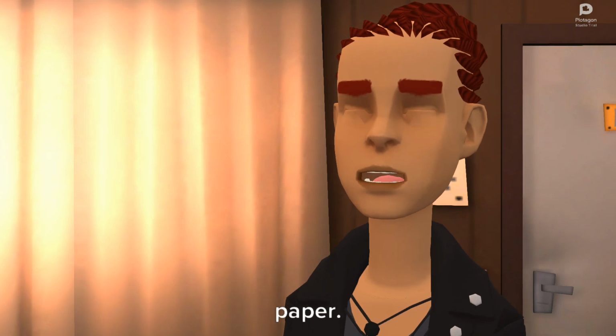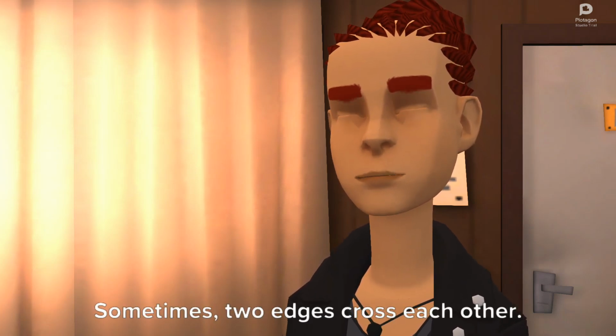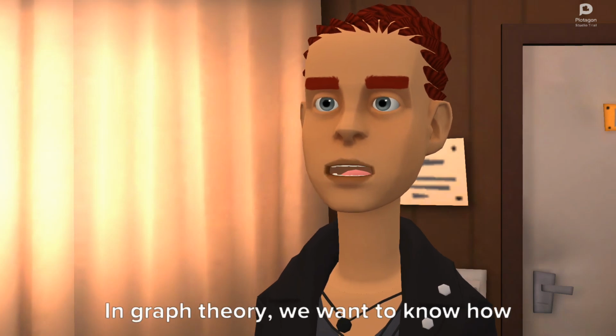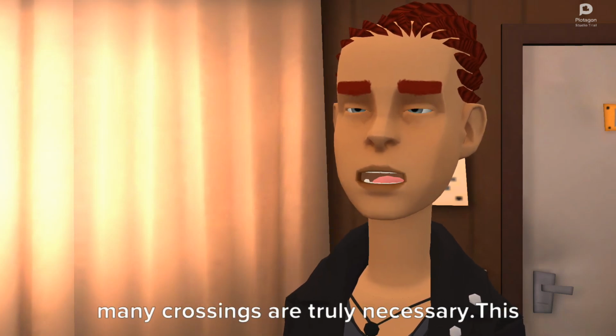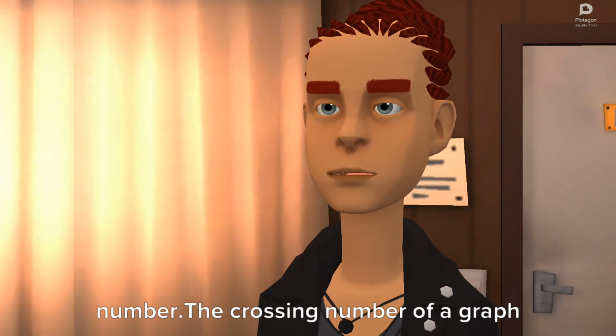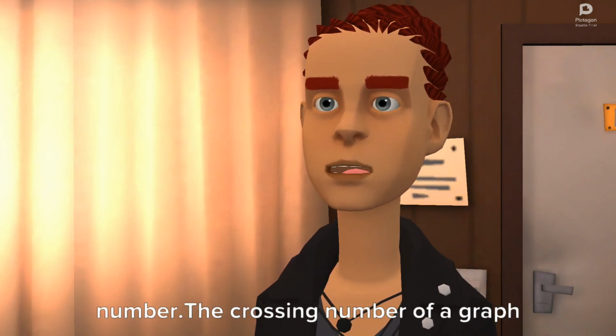Now, imagine that we draw a graph on a piece of paper. Sometimes, two edges cross each other. These intersections are called crossings. In graph theory, we want to know how many crossings are truly necessary. This leads us to the concept of the crossing number.